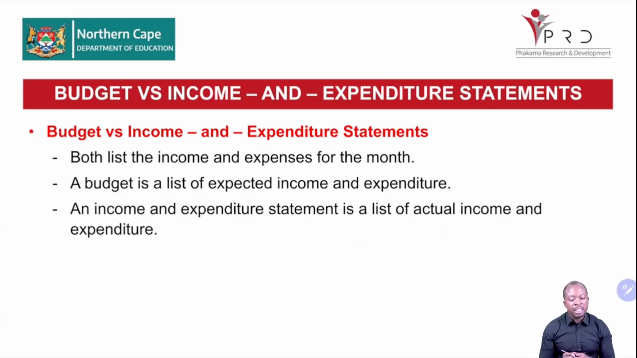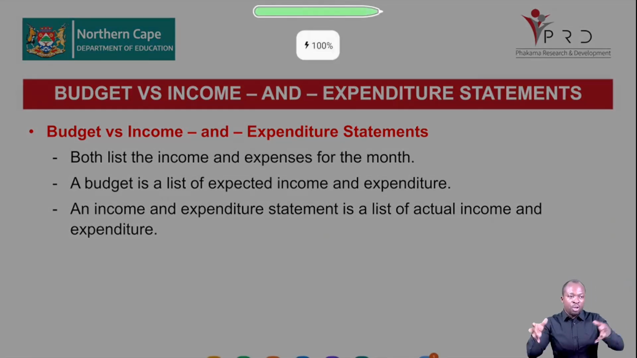Let's look at budget versus income and expenditure statement. Whenever you hear budget, it's a plan of how you want to spend the money that you are getting. You are having a budget to say, I know I'm going to get this much, and this is how I want to spend it. Then it gets to a point where you actually spend the item. Once you spend it, that's what we call income and expenditure statement. So you can have your budget, good, but how do you want to spend it? You spend it according to your plan.